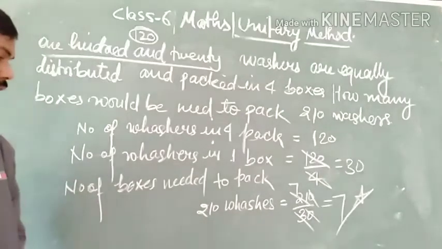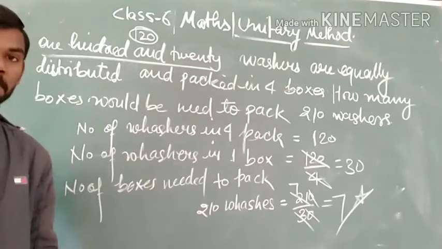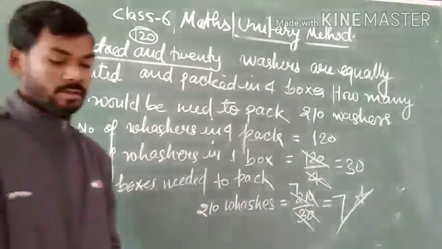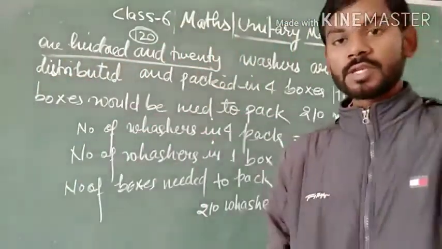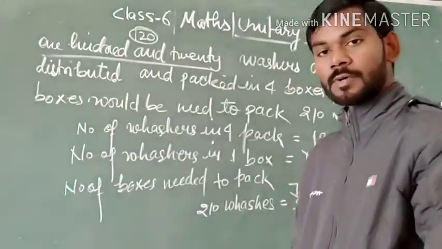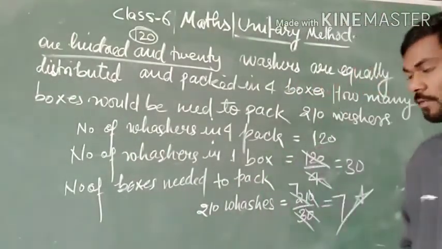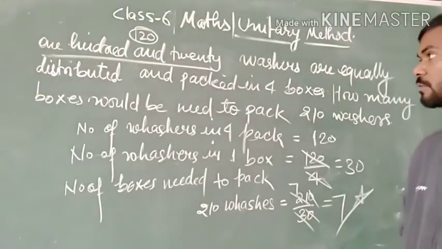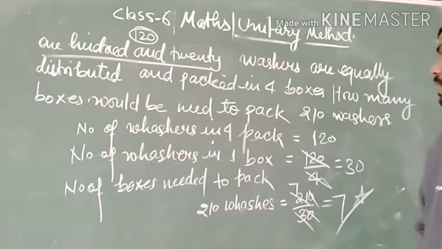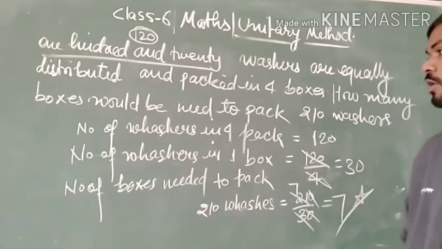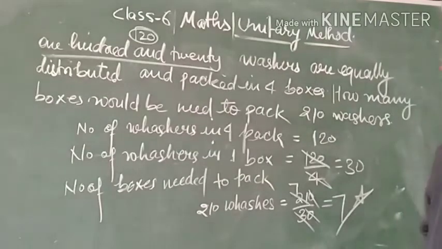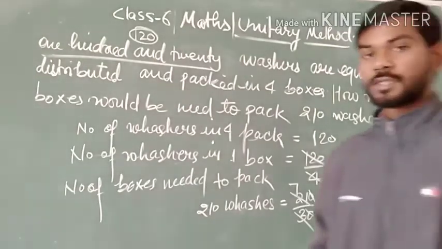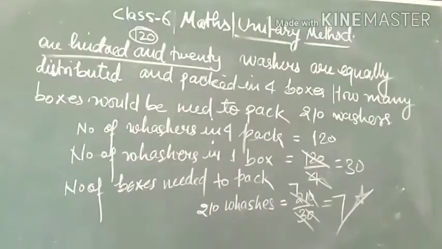Okay, students. So I hope that the solution is clear. We can also solve this using the concept of ratio and proportion. So first of all, let's see it once again and try to understand. The question says that 120 washers are equally distributed and packed in 4 boxes. So how many boxes would be needed to pack 210 washers? Okay. So let's see the solution.